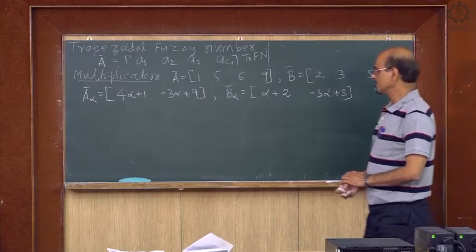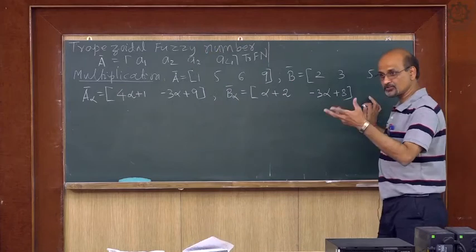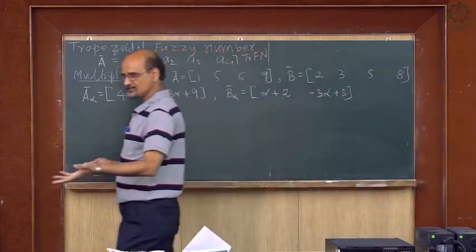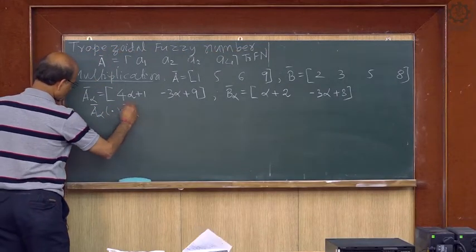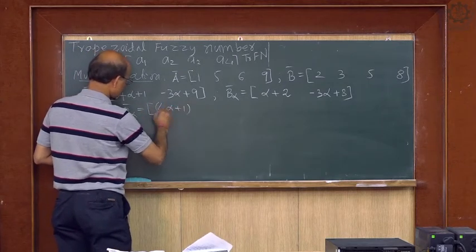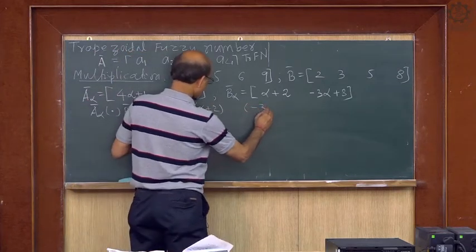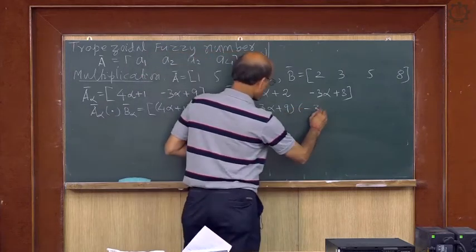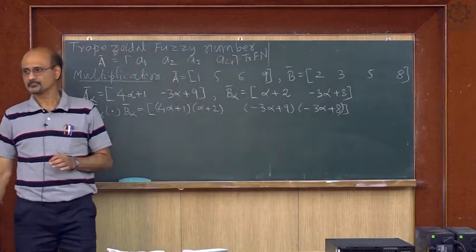Fine. Now, let us multiply again. If alpha belongs to 0 1, those are all positive, so I have the simplicity. So, I can write A alpha bar times B alpha bar as 4 alpha plus 1 into alpha plus 2, and this side minus 3 alpha plus 9 and minus 3 alpha plus 8.